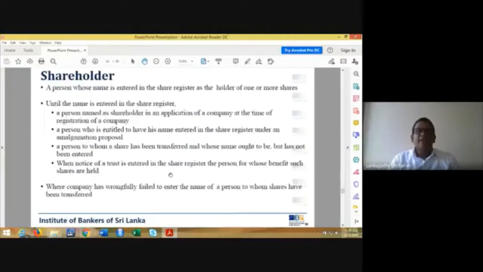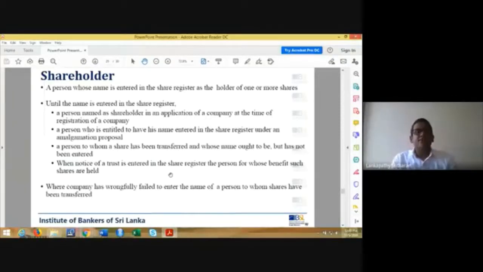A person whose name is entered in the share register as the holder of one or more shares is called a shareholder. Okay, this is the definition. Sometimes this type of small question may come as one of the sub-questions in question 1. Who is a shareholder? A person whose name is entered in the share register as a holder of one or more shares is called a shareholder. We are saying that once the name is registered in the share register only, he is entitled to be called a shareholder.